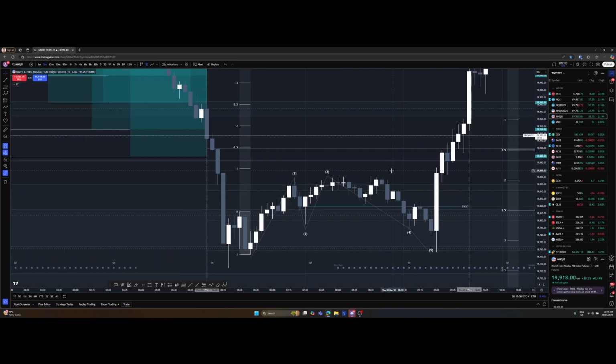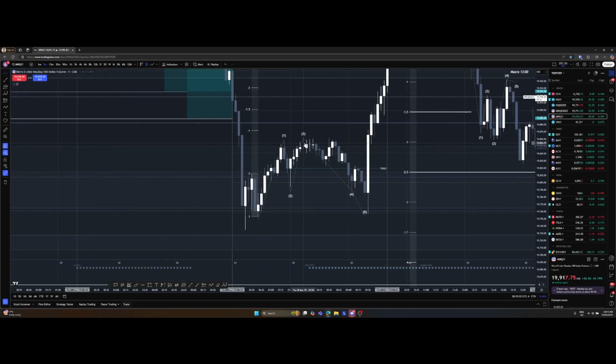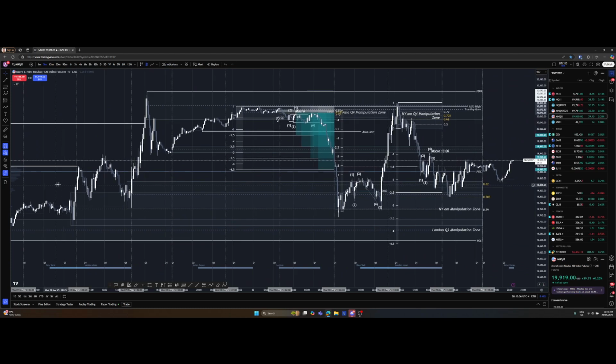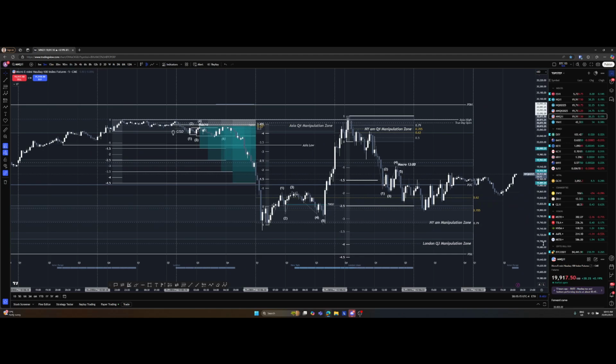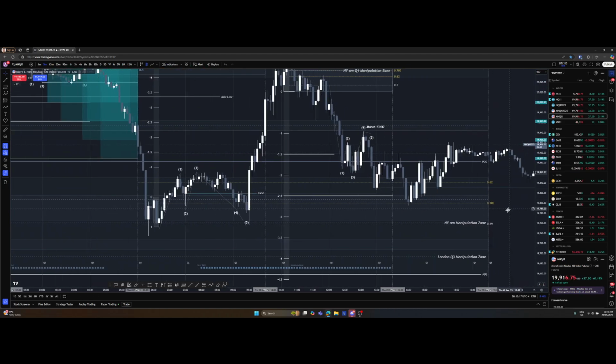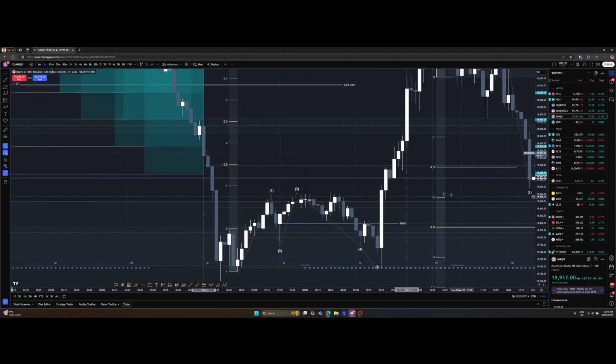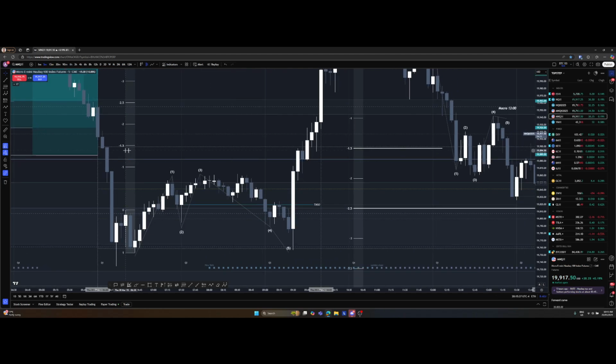And so we've come down into our OTE. We're into the previous day's New York AM manipulation zone. OTE, we sweep ICT's 0.79 level here. And then it creates a bullish SBS. So we have a break here.